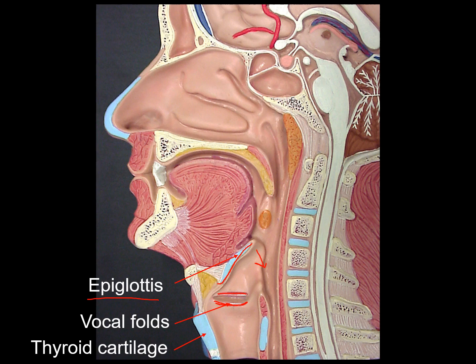And then we can see the thyroid cartilage. It kind of wraps around to the backside as well. And then we can't quite see the cricoid cartilage underneath.